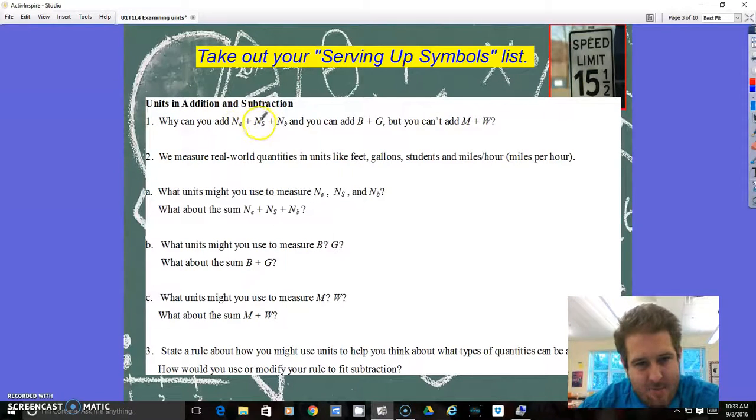Why can you add NE plus NS plus NB? Well, that's the number of entrees, the number of side items, and the number of beverages. Why can this be added? Because those are all the same type of items. So these are entrees, these are side items, these are beverages. Those are all items. And this one can also be added.